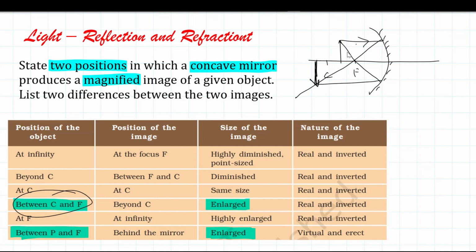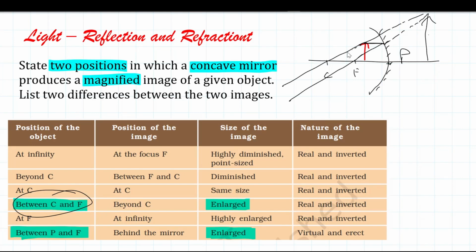Now the second case is when the object is between F and P. If I keep the object here, between F and P, the image formed is virtual, erect, and enlarged. The rays of light coming from here after reflection will pass through the focus, and the other ray is made to pass through the focus. On producing these, they meet behind the mirror, and the image formed in this case is virtual, erect, and enlarged.